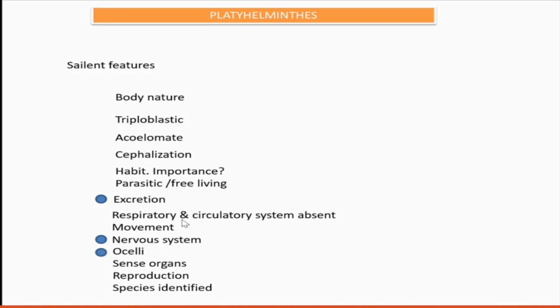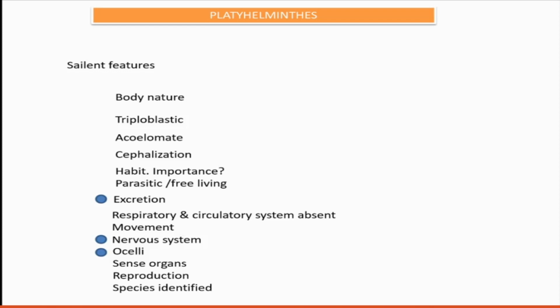Respiratory or circulatory system: there is no well-defined or well-developed respiratory or circulatory system, and exchange happens through its body wall. Then how does it move?